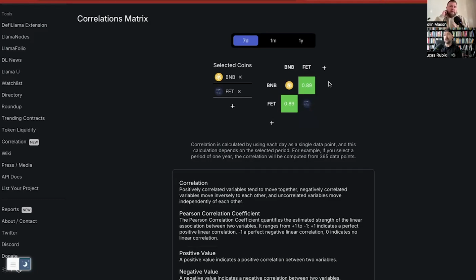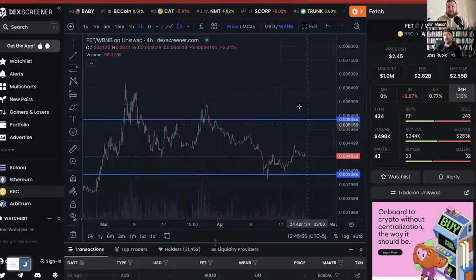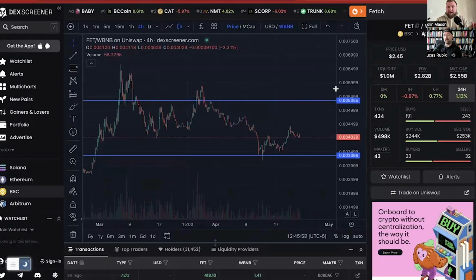Let me stop here, Lucas, because I think this is important. The reason why we want them to be correlated is because when we're setting a range, and this is actually the range that I'm in currently, not financial advice, I just wanted a visual here, when you price two moving assets in each other, meaning Fetch is the base asset and BNB is the quote asset as an example, if they are correlated in price, it'll create a nice sideways channel, right?